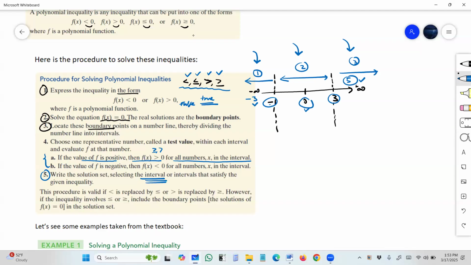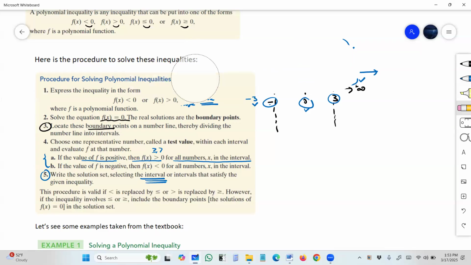And then I will be done with the problem. So the solution for these polynomial inequalities is just like a solution for an inequality that you saw in Math 119, where we have to write the solution set in interval notation. Okay, so here are the steps again. I'm going to erase all of this.